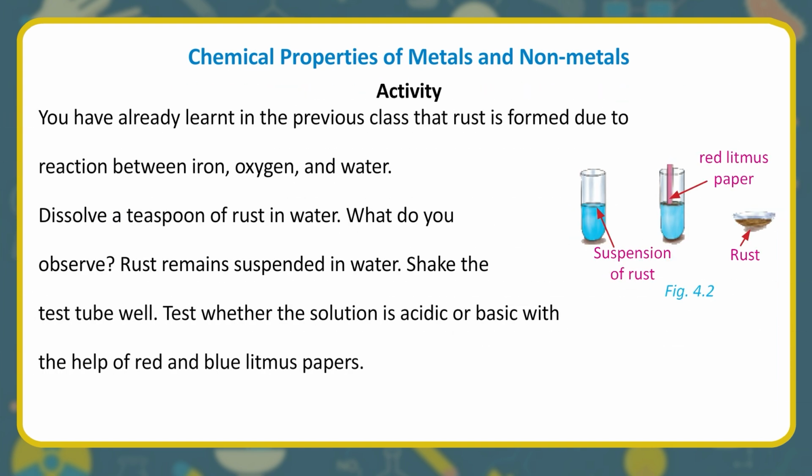Activity. You have already learnt in the previous class that rust is formed due to reaction between iron, oxygen, and water. Dissolve a teaspoon of rust in water. What do you observe? Rust remains suspended in water. Shake the test tube well. Test whether the solution is acidic or basic with the help of red and blue litmus papers. Suspension of rust. Red litmus paper. Rust.